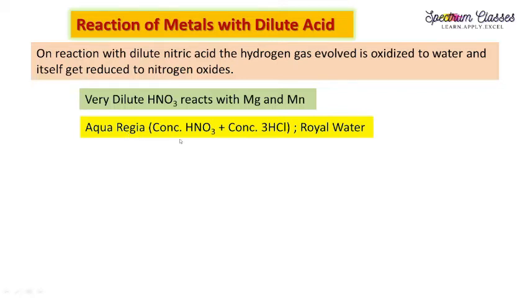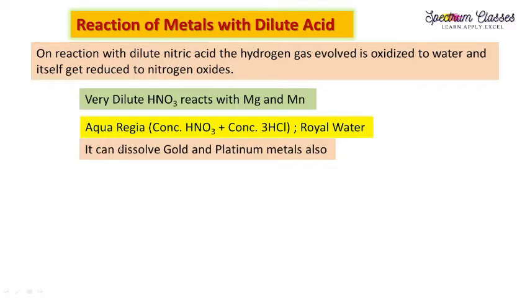Here, aqua regia will serve the purpose. The composition of aqua regia is concentrated HNO3 plus 3 moles of concentrated HCl, and this is also known as royal water. So how are you going to remember this? Here we are having 3, and in HCl no 3 is there, so we use 3 as a multiple. This is just a trick. So what is called aqua regia? Aqua regia is a composition of concentrated HNO3 plus 3 moles of concentrated HCl, and this is also known as royal water. Now it can dissolve gold and platinum metals also. So this is a very strong acid and it can dissolve gold and platinum.